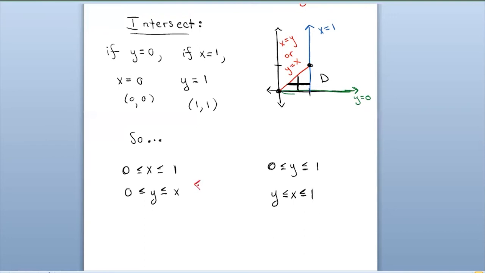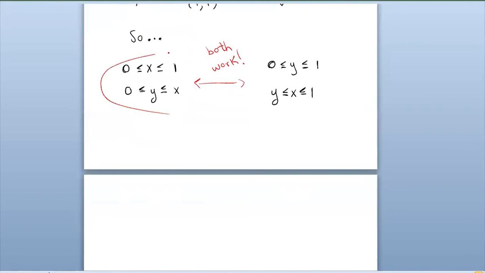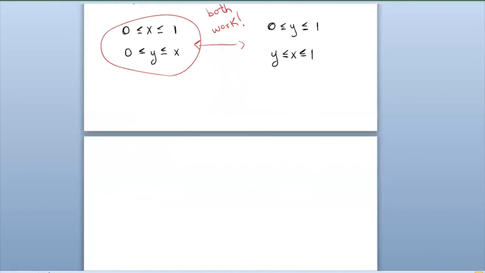So these should both work. Whichever one you happen to pick would be fine. But I'm going to use this one. Why? I don't know. I just like it. So that's what I'm going to use. Let's go ahead and set ourselves up. So we are integrating over our region D, x dA.